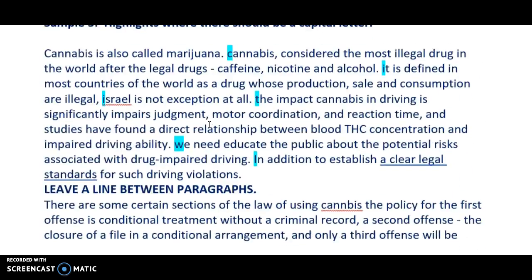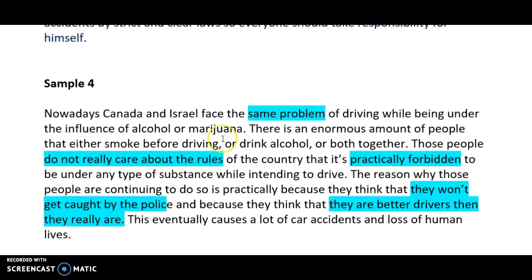And finally, we have one very, very good example. So if you want, you can always go back and look at this a few times, and I hope this has clarified a few issues regarding writing about problems and solutions.